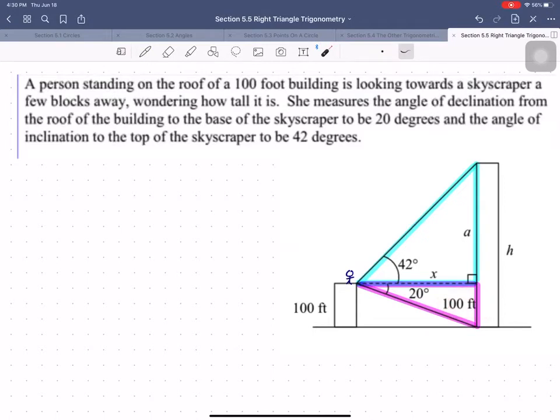So what we did in order to build these right triangles is we drew a horizontal straight across from the building on which our observer is standing. And that means that this leg is 100 feet. And that's going to be important because that is going to let us find X. So let's work first with that lower right triangle. This one.